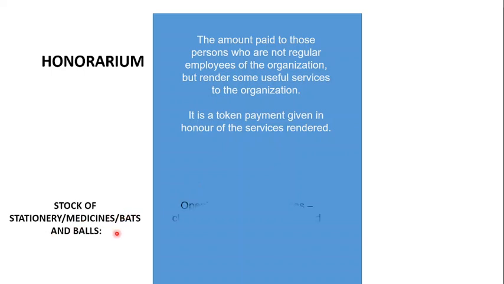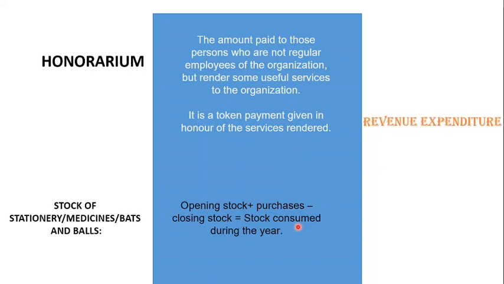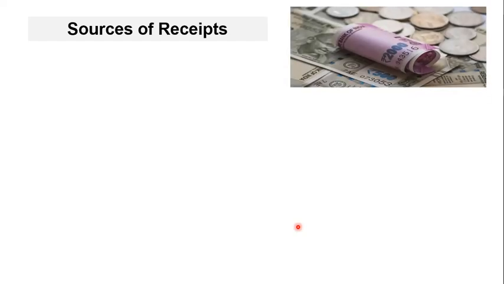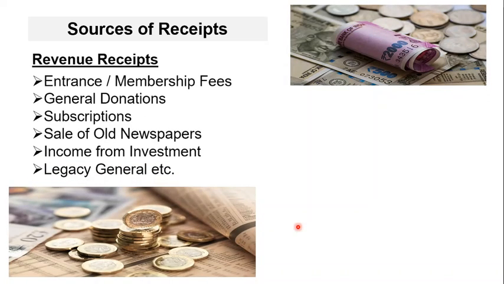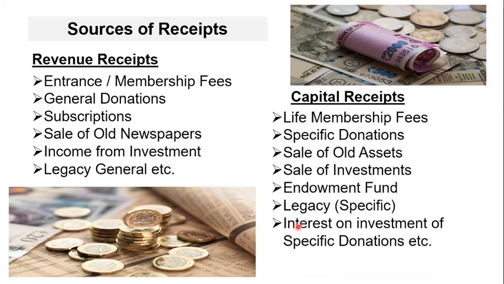And then stock of stationery, medicines, bats, and balls. Here we calculate the amount consumed by the organization, because this is the only amount we are going to record. So there is opening stock; if more purchases are there, they are added; deduct the closing stock, and what you get is the stock consumed during the year. This is your revenue expenditure, and it is going to be debited to the income and expenditure account. This way we have the sources of receipts, that is capital and revenue. Capital and revenue receipts are listed here.